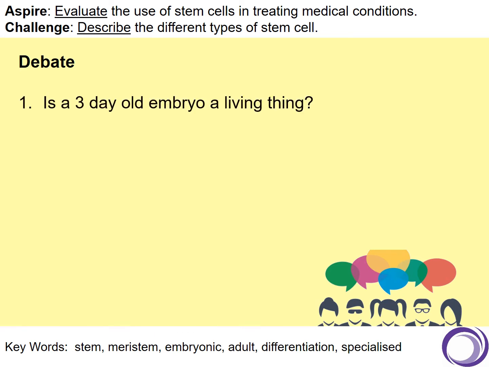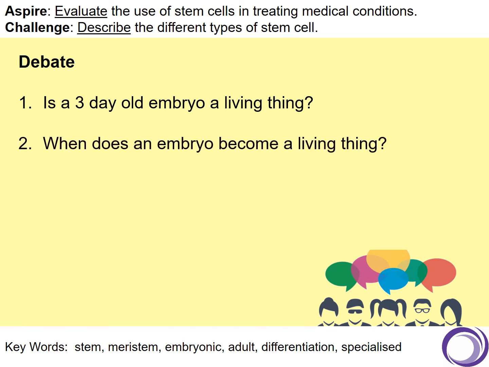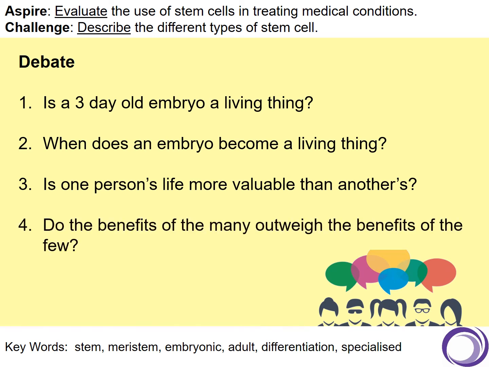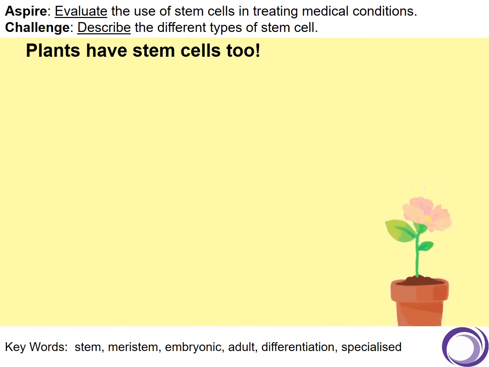So these are the types of debates that people would have. Would you say that a 3-day-old embryo is a living thing? When does an embryo actually become a living thing? We don't even call it a baby until it's born, it's a fetus. When does that become a living thing? Is one person's life more valuable than another person's life? Because basically you are killing this organism, this embryo, that could become a human life, to save somebody else's life. And then the big thing is, do the benefits of many outweigh the benefits of a few?